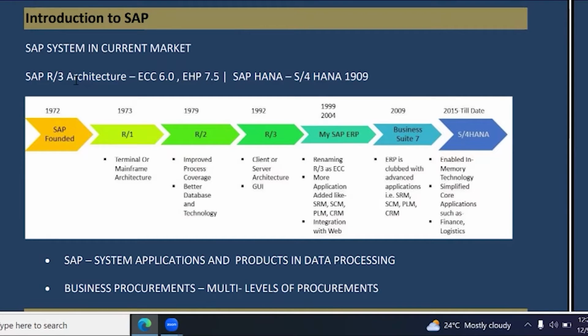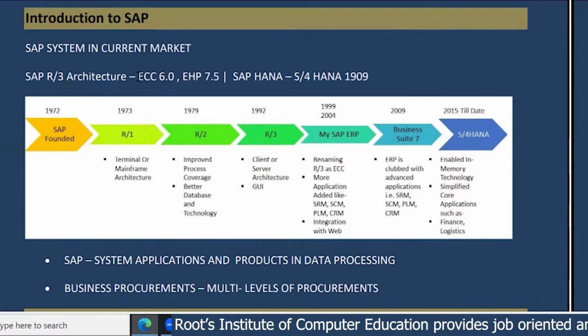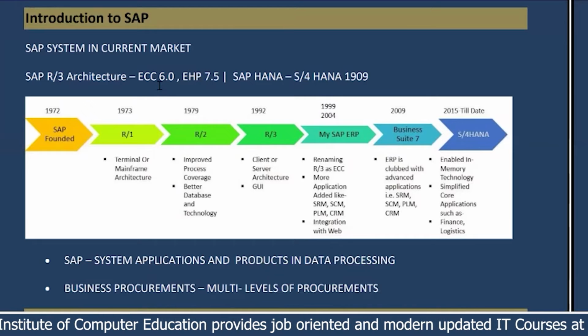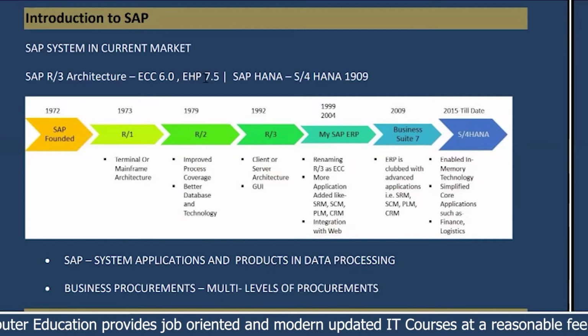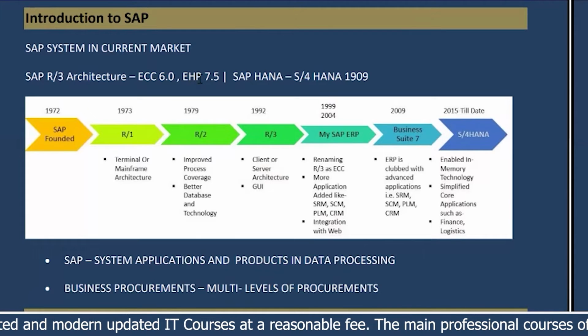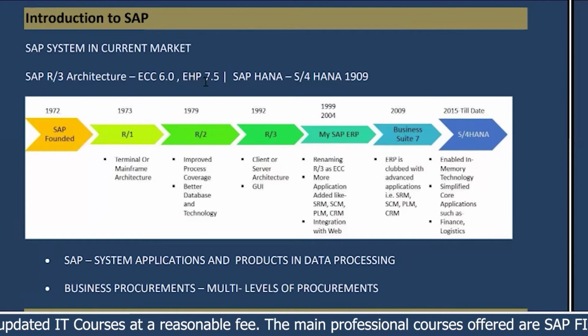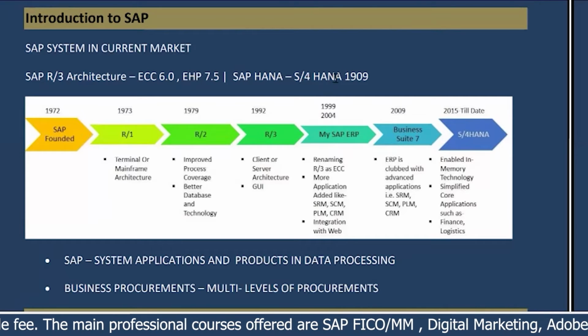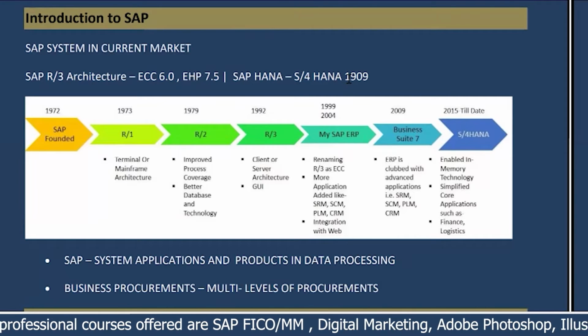So we are learning on R3, that is R for real time, 3 for 3 tier, 3 layer. We call it the presentation layer, application layer and database layer. The version we are using is ECC 6.0, that is ERP Central Components 6.0, and EHP 7.5, that is an enhancement package. And then we have the extended SAP system, that is S/4HANA, which started with 1909.